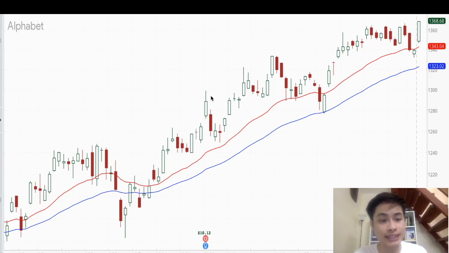In this case, this is the price chart for Alphabet or Google. As you can see on this price chart, prices are generally increasing, right? Can you see that when prices are increasing, the moving averages are sloping up, right? And then here you can see that prices start to decline for a while.